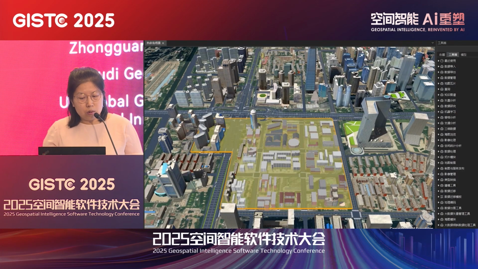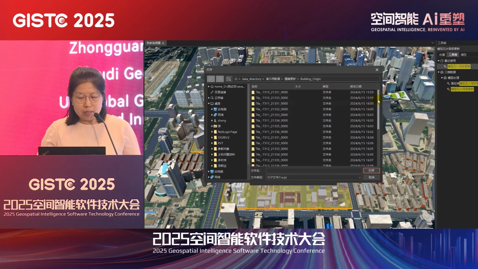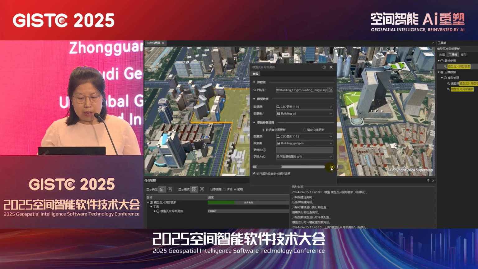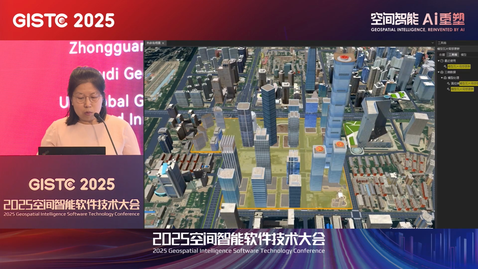In this video, we can see that we will define an update bound. The data within this yellow polygon will be updated. Using the model tile local update tool, we only need to specify the original data and the updated data, and then the system will update the data accordingly.